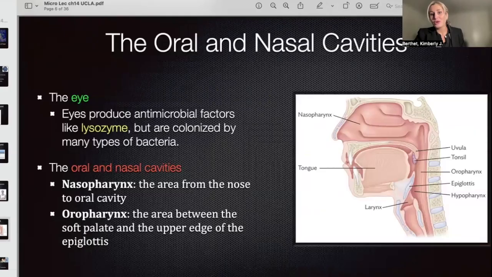Moving on to the oral and nasal cavity. Again, these areas are exposed to the outside environment. So we're going to see more aerobic, oxygen-loving microorganisms in these environments, just as we saw with the epidermis, the skin. Particularly, one thing I want to mention about the eye here is that we have a specific chemical we can produce in our eye to prevent microbial growth. So our eyes, our nose, and mouth are exposed to the outside environment.